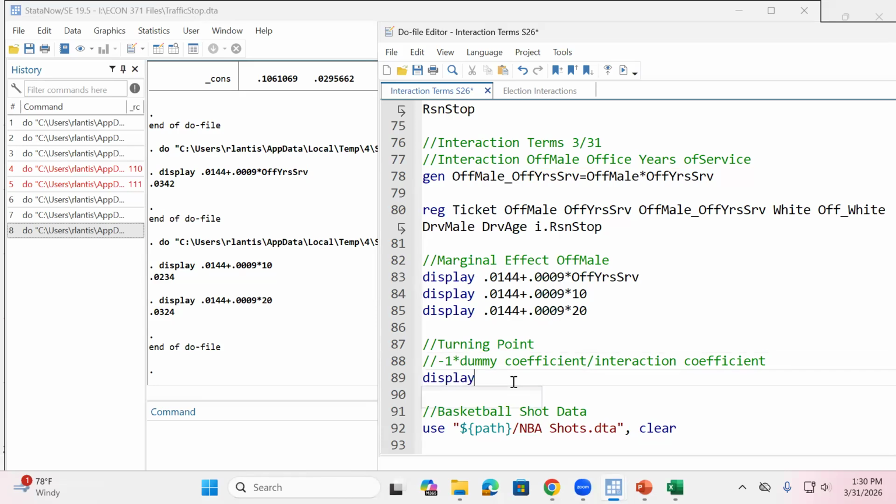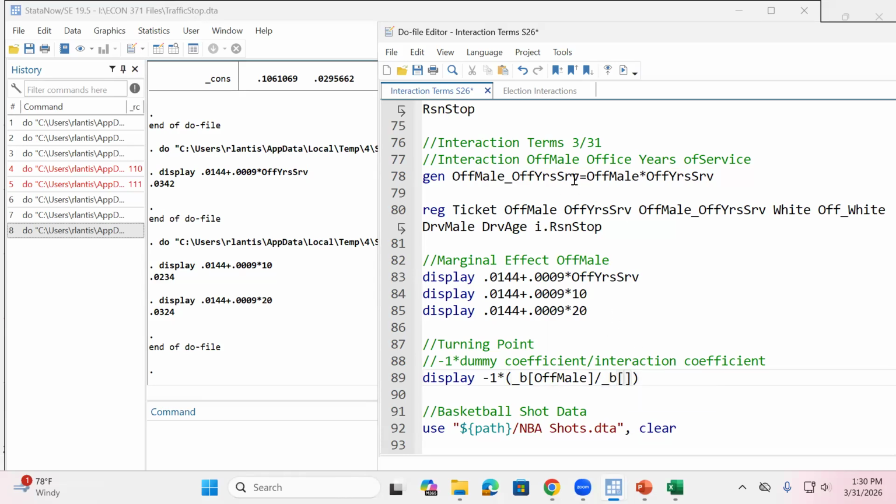Well, I can use that display command. I know that it's going to be -1 times, how do I get the dummy coefficient? I go underscore b, and then in brackets, I just use whatever variable name I want that coefficient of, which for us was whether or not the officer is male. I then am going to divide that by the interaction term's coefficient.